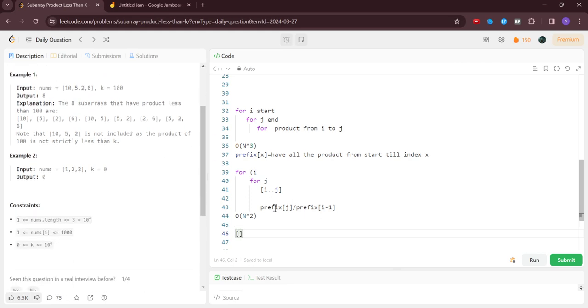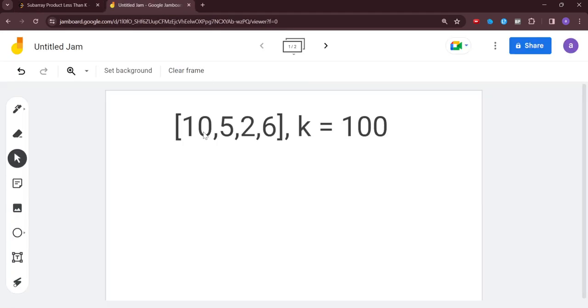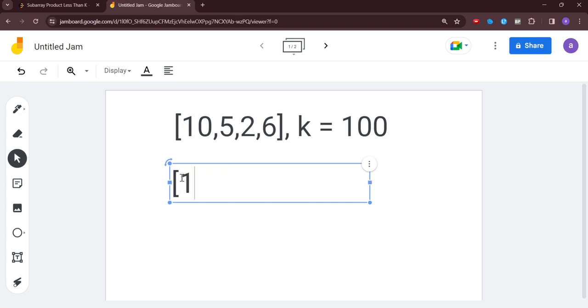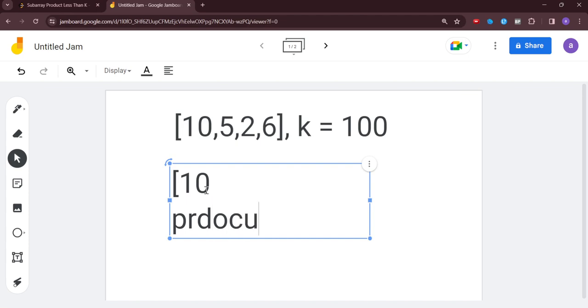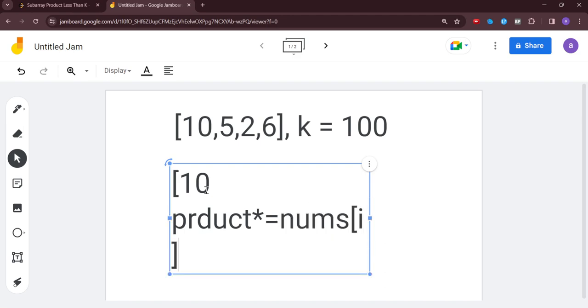Suppose let us take this particular example where we have 10, 10, 5 and then 6. For this we need to count the number of subarrays which are less than 100. So let us try to take the first element, which is going to be 10. Now I'll try to get the product by multiplying with nums of this particular array element.